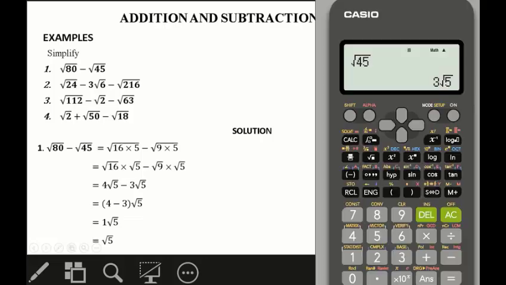So you pick your calculators. I've picked mine here on the screen. Then let's punch the expression as the root of 80 minus the root of 45. And you press your equal to, and that will give us what? The root of what? 5. Good.